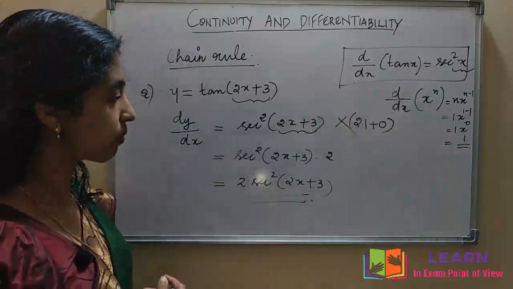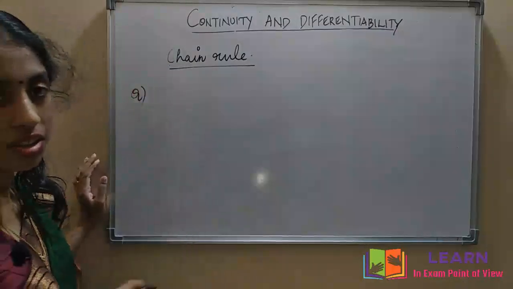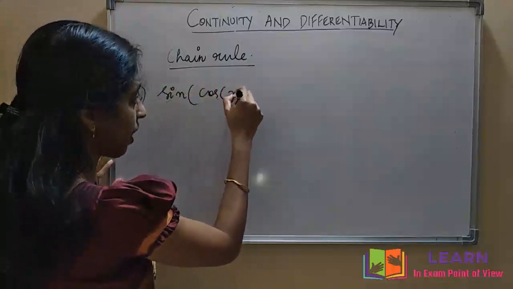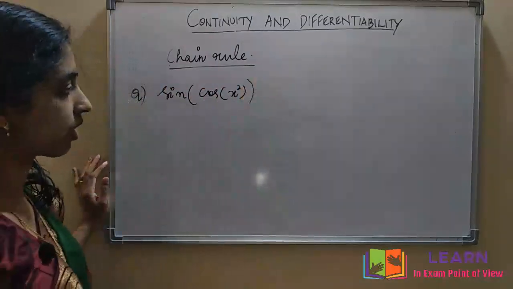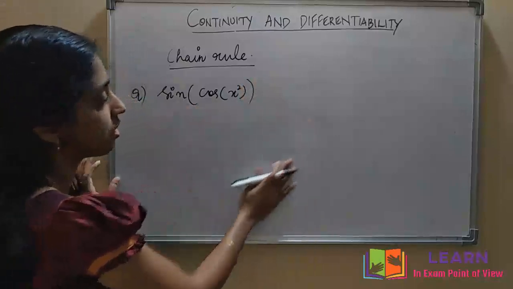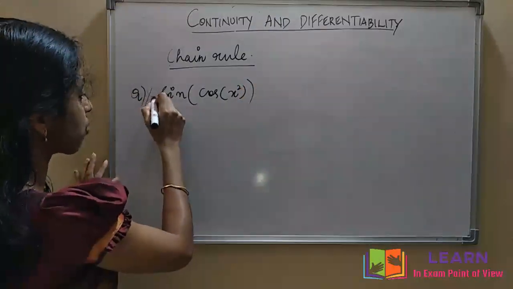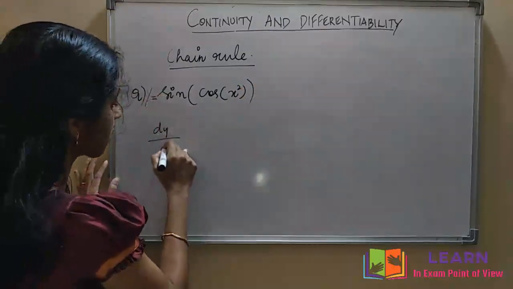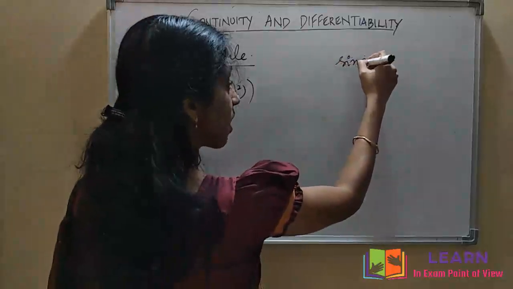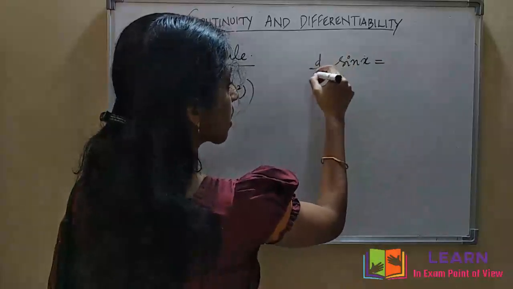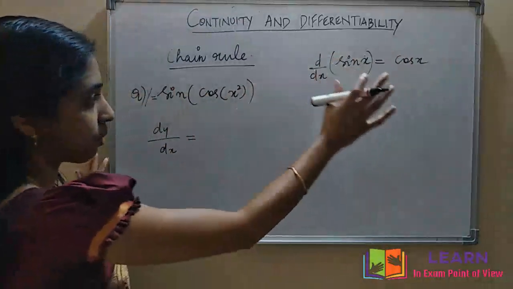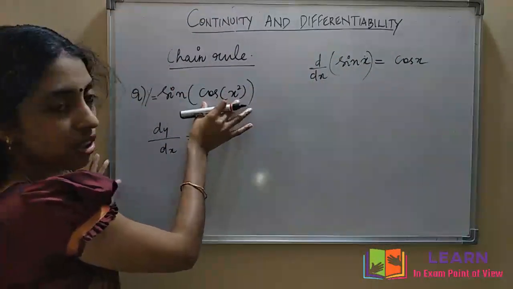One more problem we can look at. So the next question is sine of cos of x square. Here the bracket is increased, correct? So how can you differentiate using the chain rule? This is y actually. So dy by dx: we know that d by dx of sine x we have studied as cos x. Clear? So in the place of x, substitute this thing.